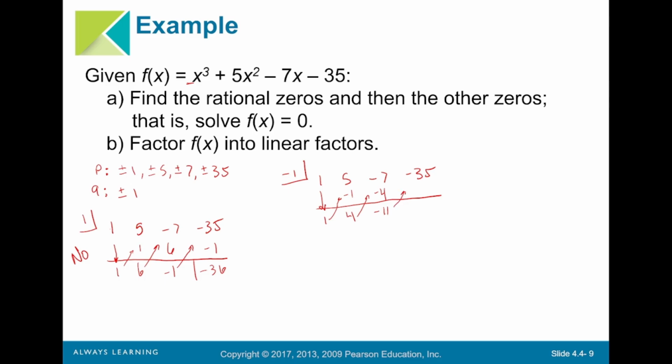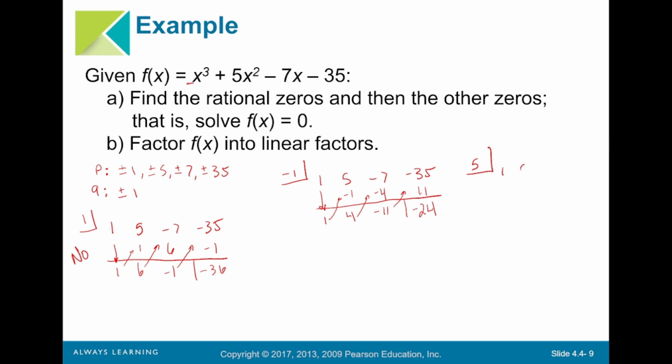Negative 11 times negative 1 is 11. And 11 and negative 35 gives me a negative 24. So that is also not a linear factor. Well, let's keep going. Let's try 5.